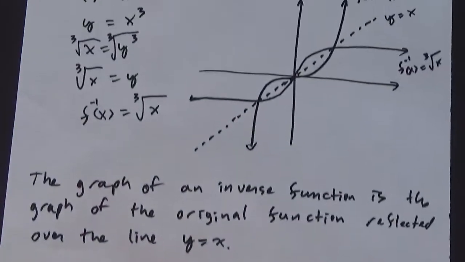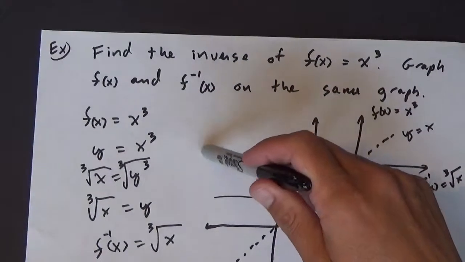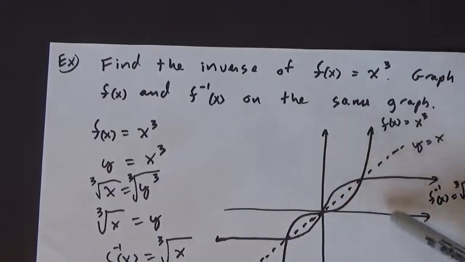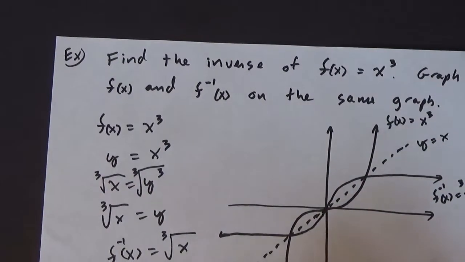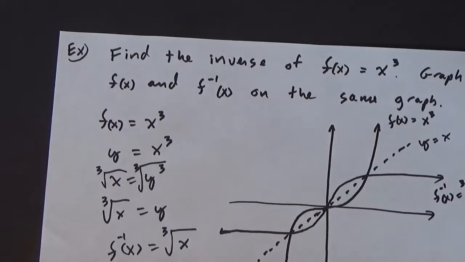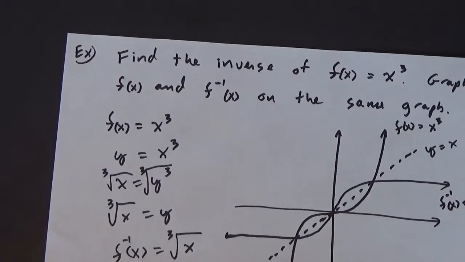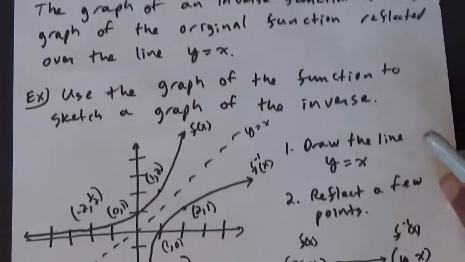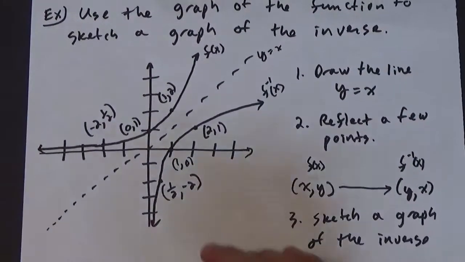Okay, so in this video we went over another example. We then drew the graphs, and the big thing was we noticed the relationship that an inverse and the original function have, that they are symmetric over the line y equals x. And then we looked at an example where, if you're only given the graph and a couple of data points, you can graph the inverse.